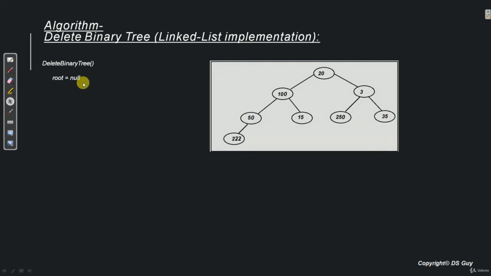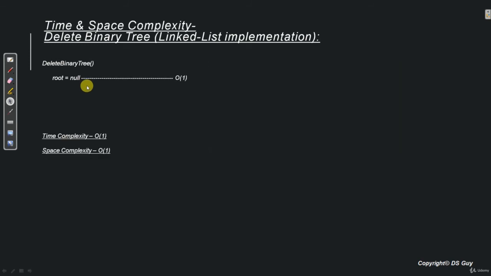Fine. Now let's see what is the time and space complexity of this algorithm. So it is just one statement over here which will take O(1) time. So time complexity is O(1). Space complexity is also O(1) because we are not using any extra space for this operation. Fine. So I hope that you have understood how to delete a binary tree.